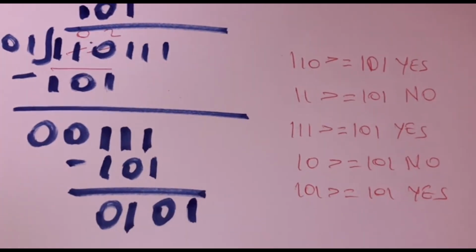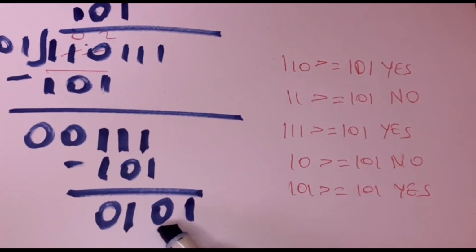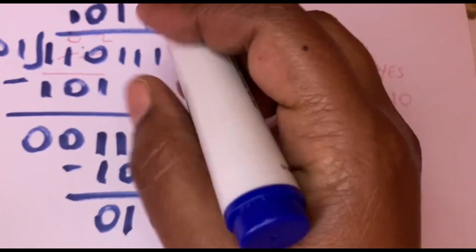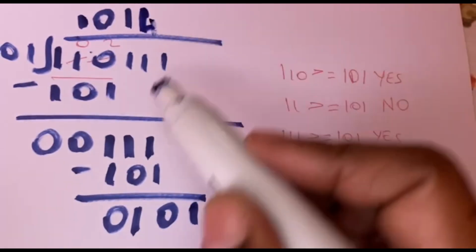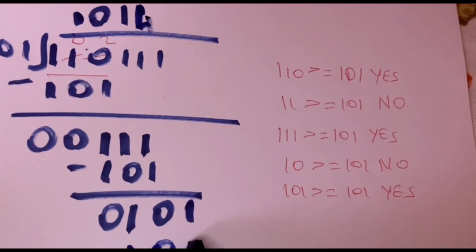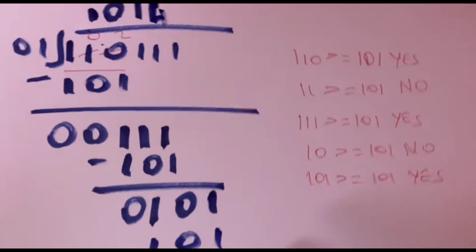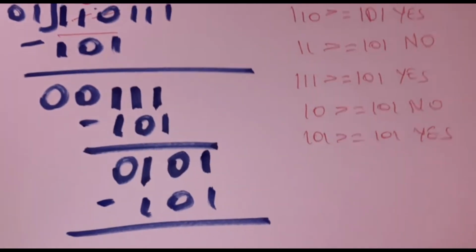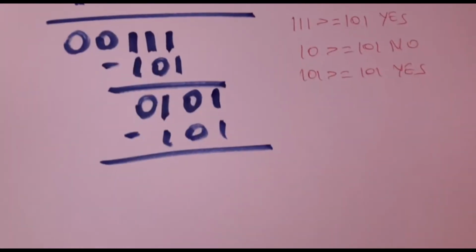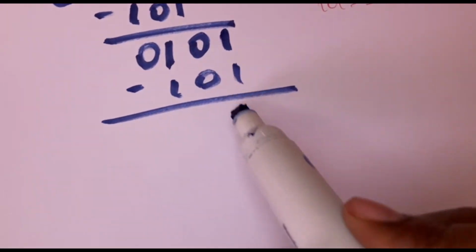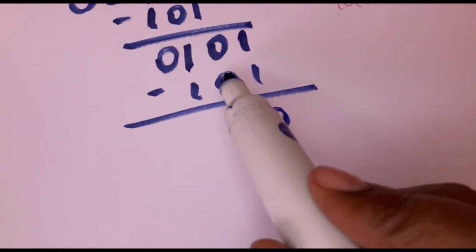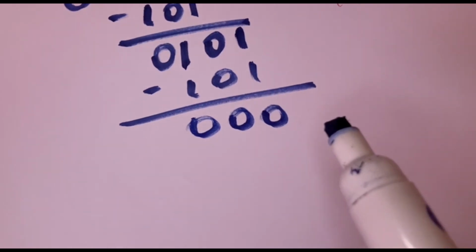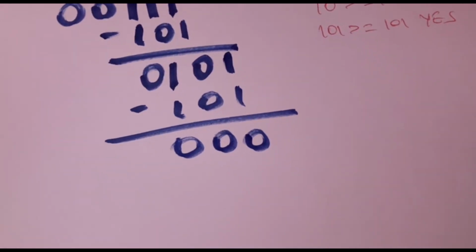So what we're going to do? 101, we divide 101 by 101. It's 1 times 101 is 101. Then we subtract as usual. When we subtract, 1 minus 1 is 0. 0 minus 0, 0. 1 minus 1, 0. Everything is 0. So our division is finalized here.